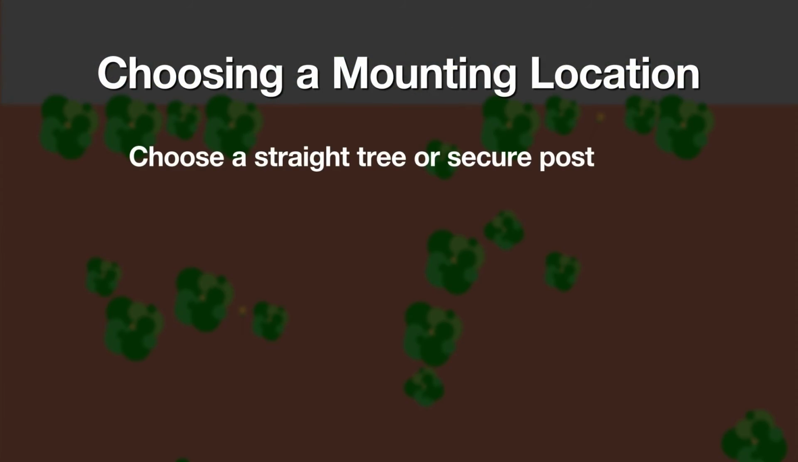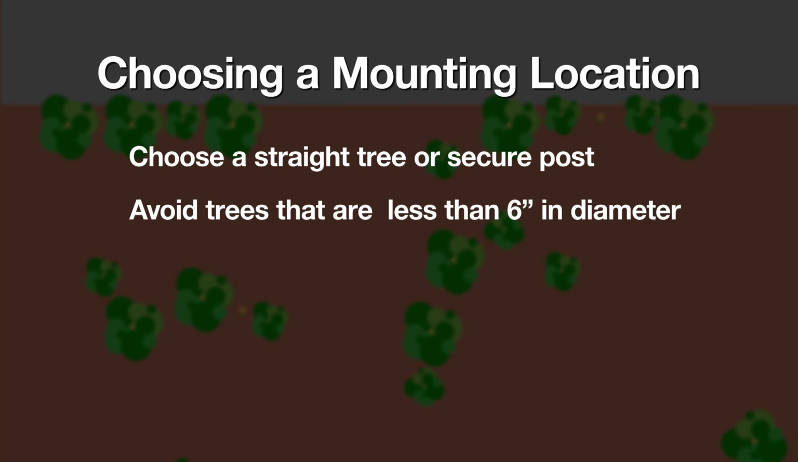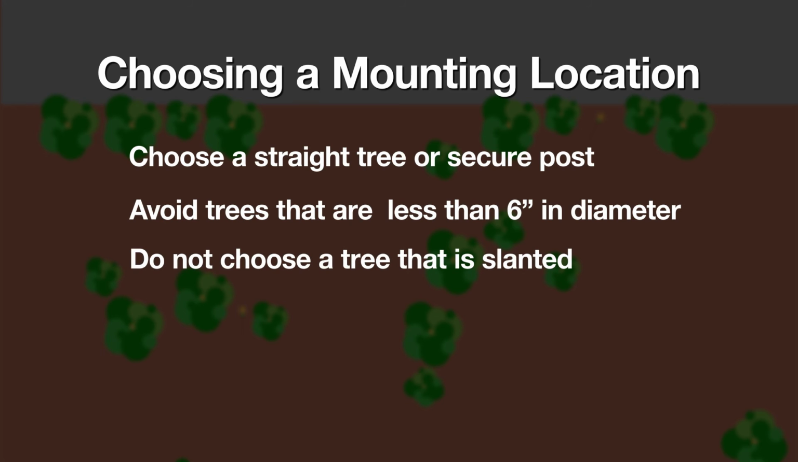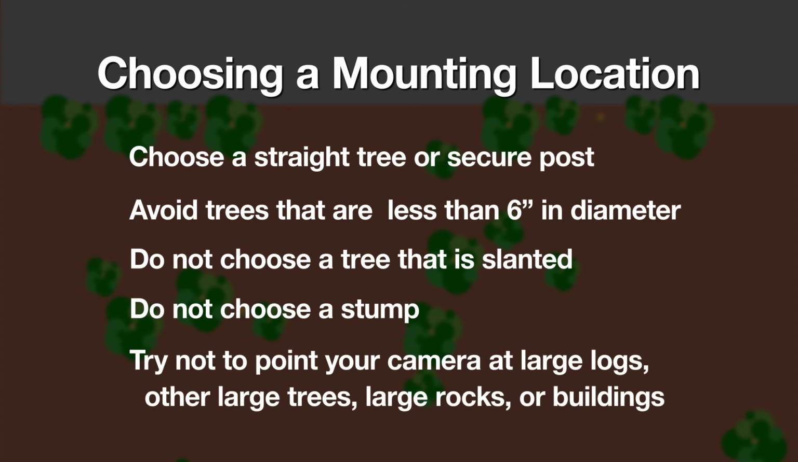Choose a straight tree or secure post that the lock can fit around. Avoid trees that are less than 6 inches in diameter. Do not choose a tree that is slanted because the photos will be crooked. Do not choose a stump as the camera can be easily removed. And finally, try not to put your camera at large logs, other large trees, large rocks, or buildings. All of these things can block the camera.